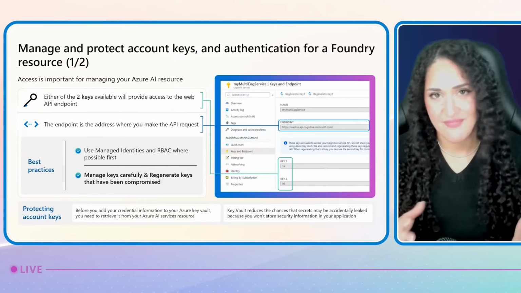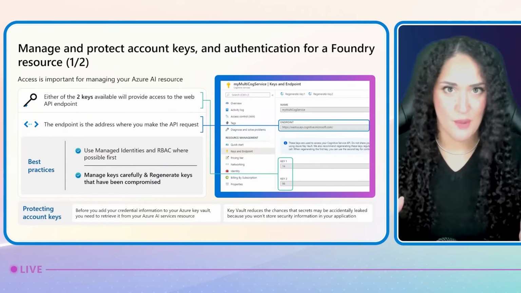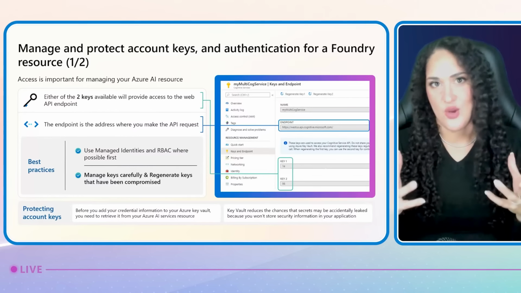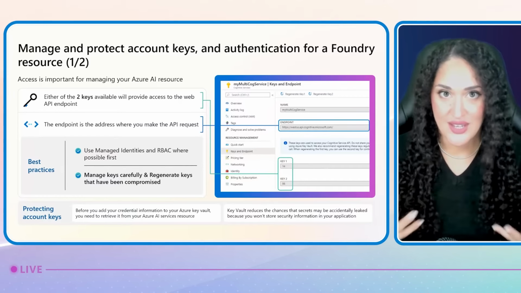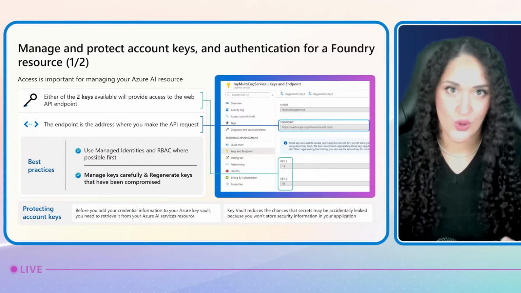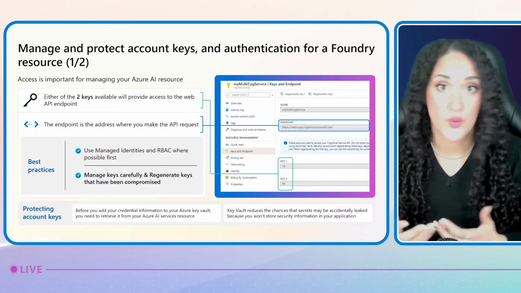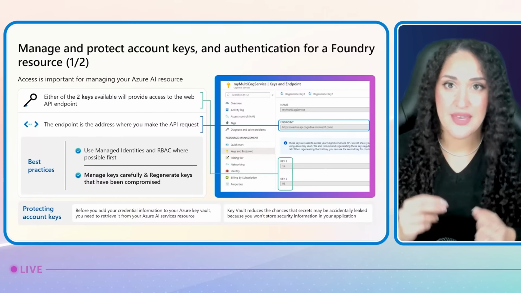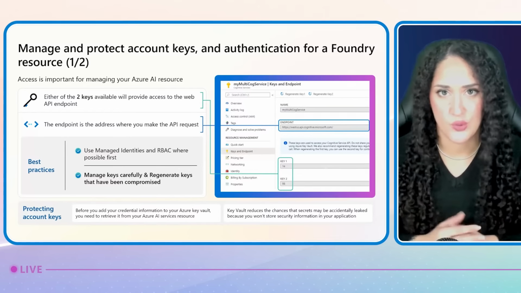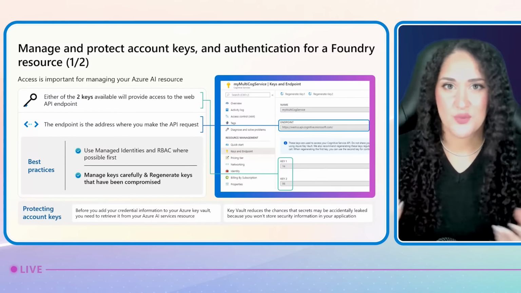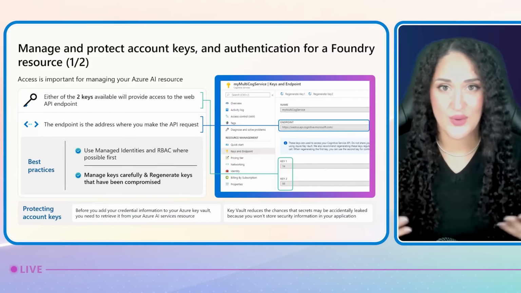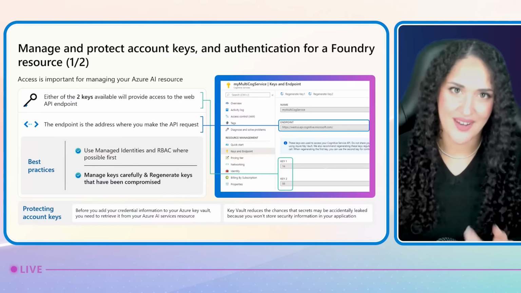Security and access is not glamorous when we're on the topic of AI, but it is equally important. The big takeaway here is to prefer managed identities and role-based access control, or RBAC, over API keys whenever possible. And when you do use keys, store them in Azure Key Vault, not your code. Make sure you know the best practices, not just the options. Also, don't forget to review how key regeneration works and when to do it.